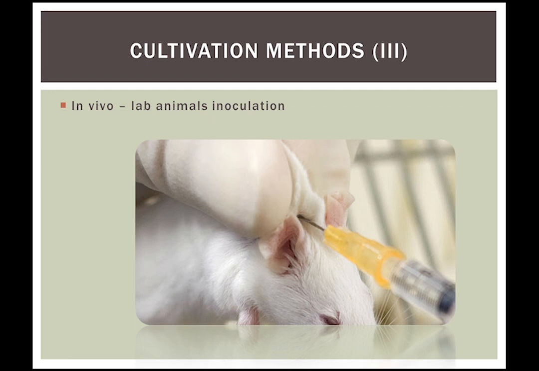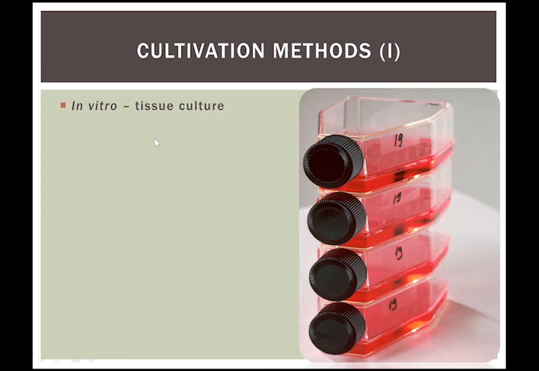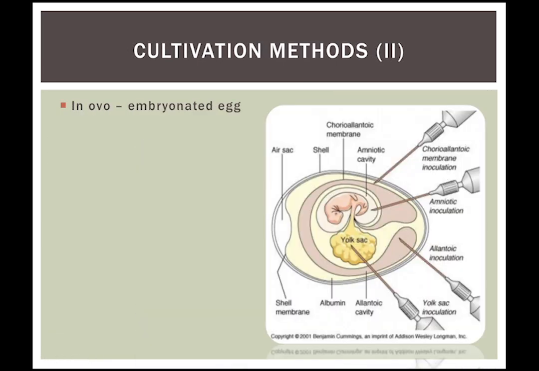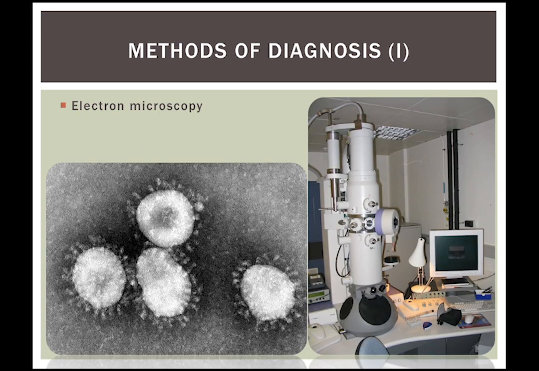And the last one is in vivo cultivation. In vivo means in lab animals. The first one is called in vitro, which means outside the living organism, and the last one is called in vivo, which means inside the living organism. But the second one is something intermediary, because an embryo is not considered to be a living body yet, but also it is not just a simple tissue. So it is something in between.